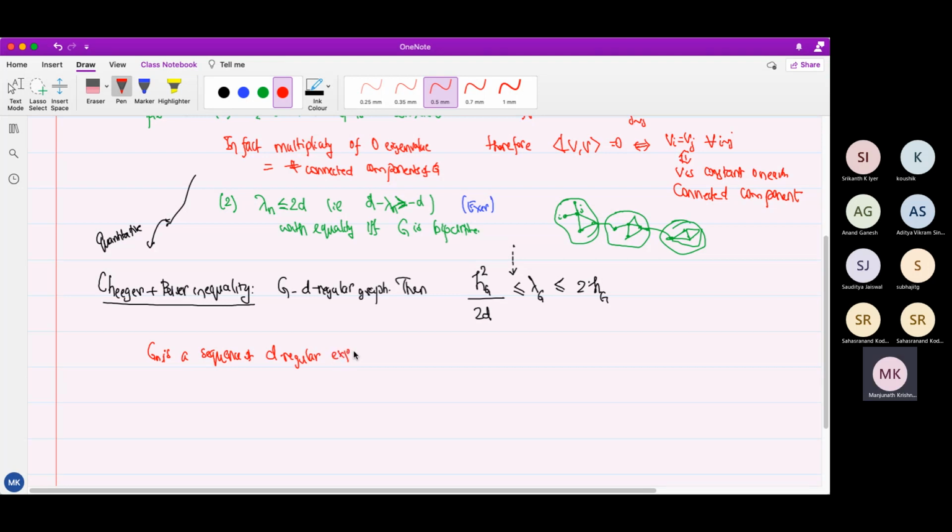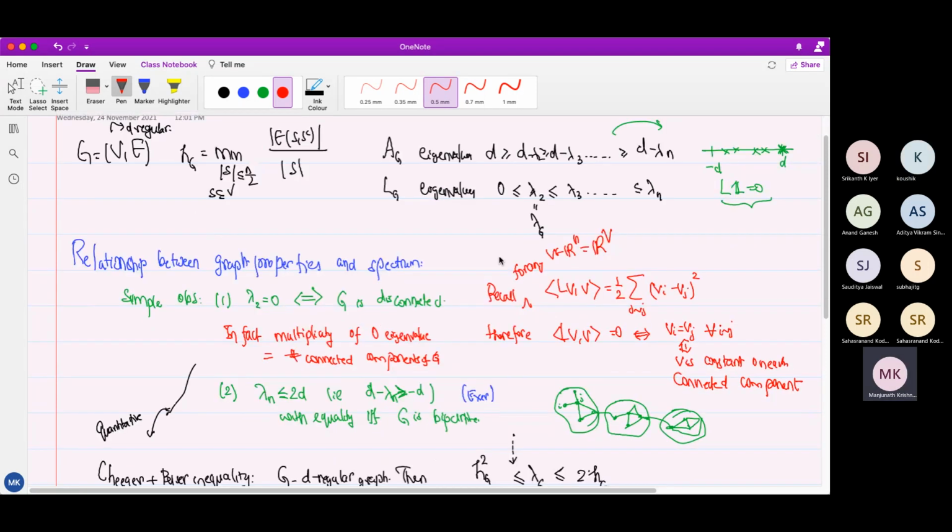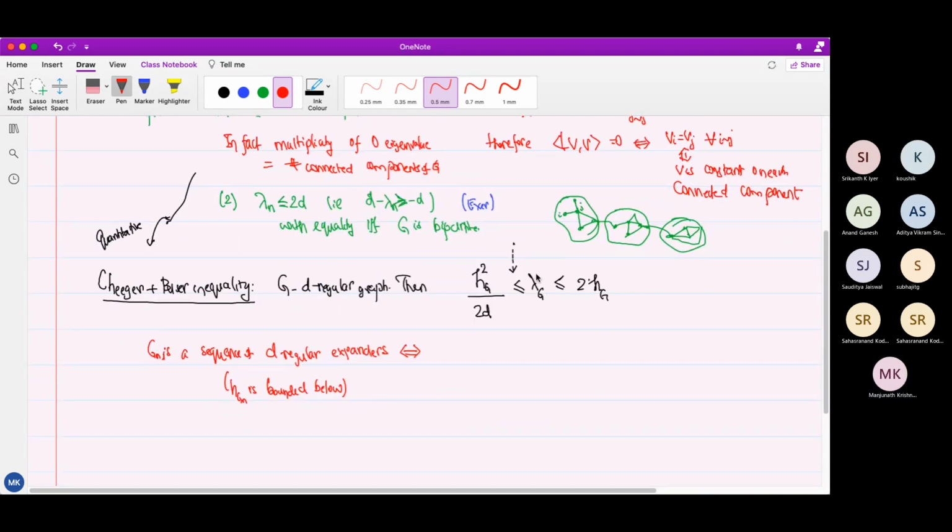D-regular expanders, if and only if lambda g is bounded below. So by definition, this means hg n is bounded below. So I made the degree constant. Sorry, what is lambda g? The second one, the second eigenvalue of the Laplacian. Okay, so that is going to remain lambda g. So to say hg is bounded below is the same as lambda g is bounded below.